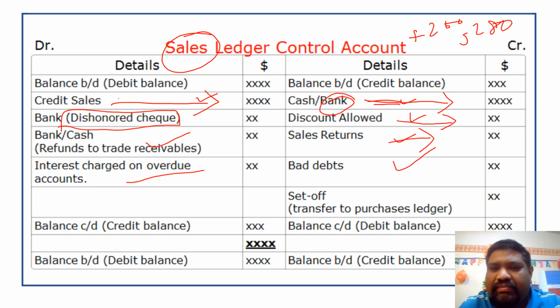I'll come back to that. Then set off. So what does set off mean? We are writing it 2 times. Transfer to the purchase ledger. The customer may be our creditor sometimes. How does it happen?